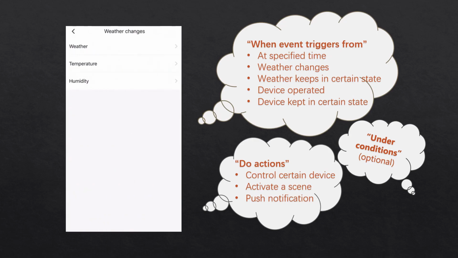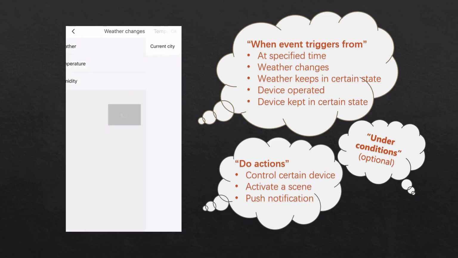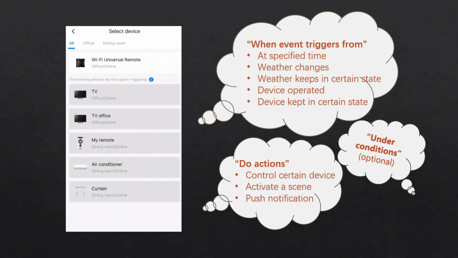Weather changes. Set the weather, temperature, or humidity at your local city as the trigger. Weather keeps in certain state. Similar to the weather changes, but you can set the duration of the state. Device operated. In this option, you can select and set the device state in your device list as the trigger. Device kept in certain state. Similar to the device operated, but you can set the duration of the state.